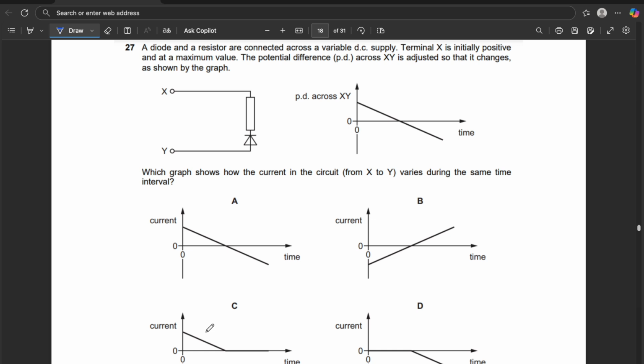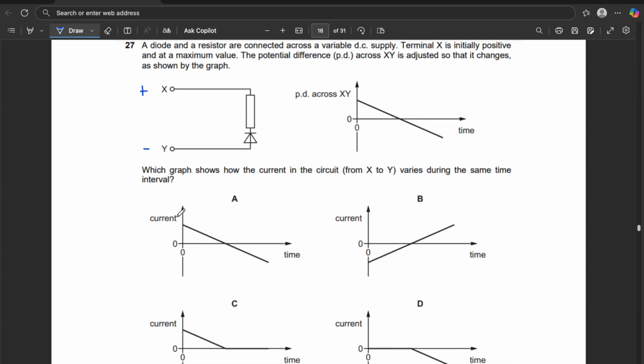A diode and a resistor connected across a variable DC supply. Terminal X is initially positive at a maximum value. The potential difference across XY is adjusted so that it changes as shown by the graph. Which graph shows how the current in the circuit from X to Y varies during the same time interval?